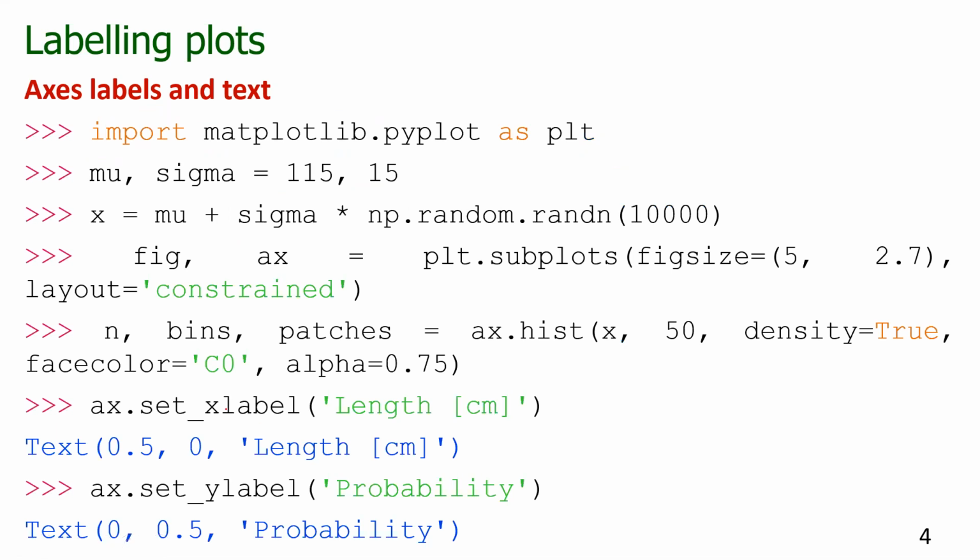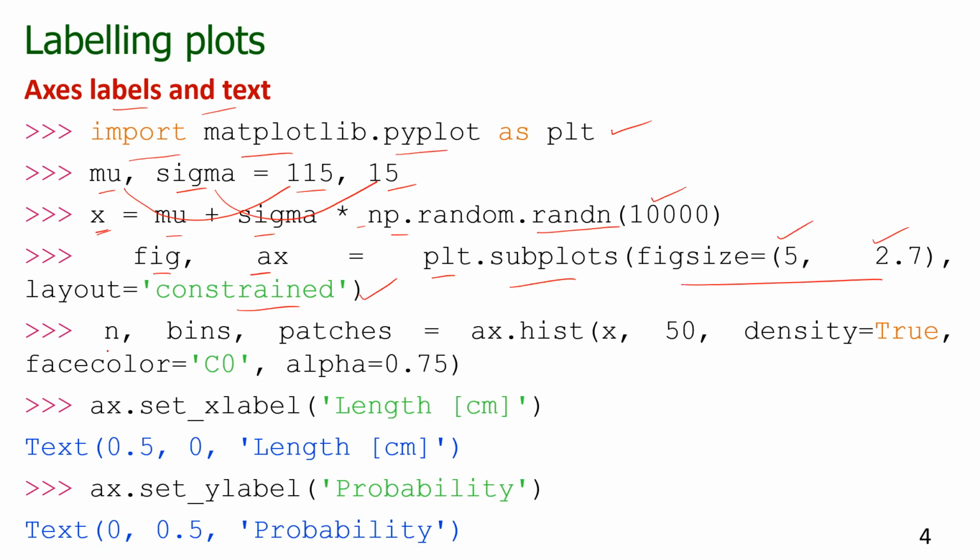Okay, let us see the first example program: axis labels and text. First, you import Matplotlib. From that, pyplot, the object is plt. You are defining some values: mu equal to 115, sigma equal to 15. Then you are calculating x as mu plus sigma times np.random numbers, 10,000 of them. Then you are defining figure, axis equal to plt.subplots with the figure size 5, 2.7, and the layout is constrained.